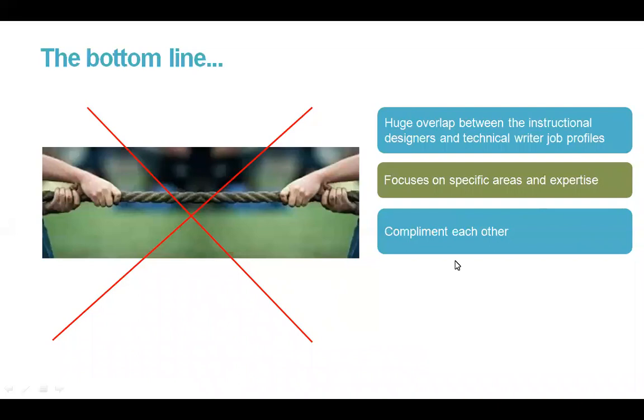Praveen asked what is more close to the teaching profession, technical writing or ID? Yes, agreed. If you have a teaching background, I have seen many people who have been teachers move on to become instructional designers. But I haven't seen anyone who has been a teacher and become a technical writer. But it is not a hard and fast rule that you can't become a technical writer.